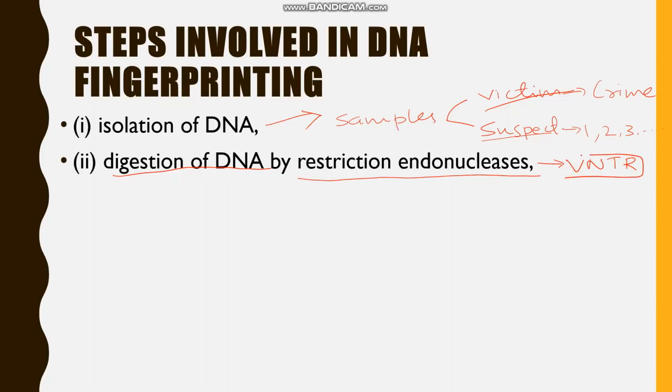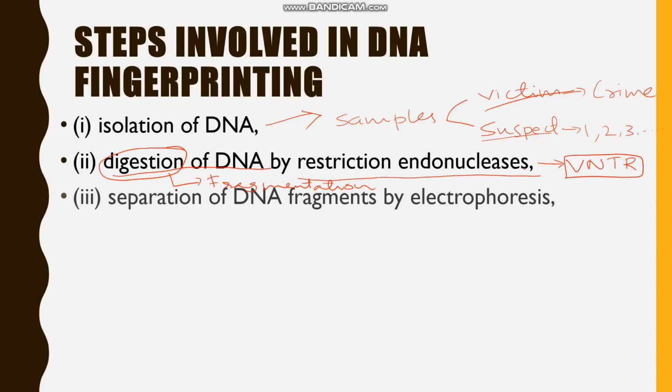So this VNTR sequence should be removed from the entire DNA molecule. For that purpose, we are digesting the DNA molecule. Digestion is nothing but fragmentation, and the fragmentation is achieved with the help of restriction endonuclease enzyme. So only the VNTR sequences are required. That's why the VNTR sequences are cleaved or removed from the entire DNA molecule by restriction endonuclease enzymes. But see, this leads to the formation of a mixture of DNA fragments.